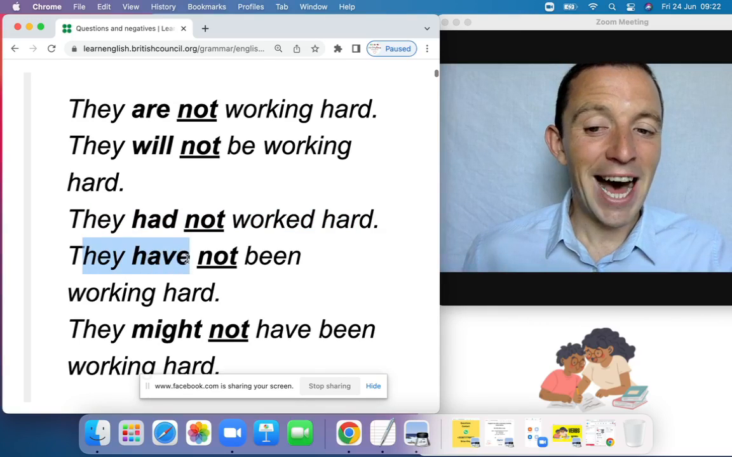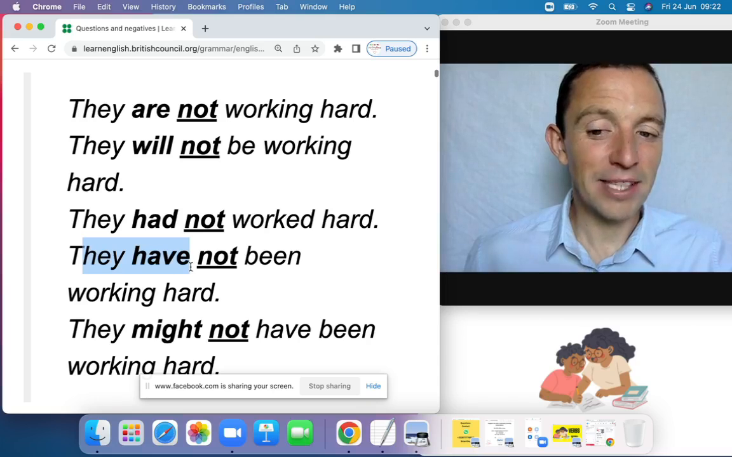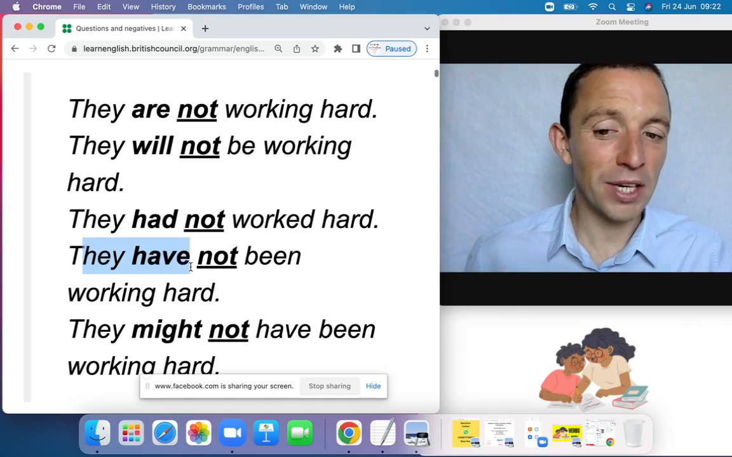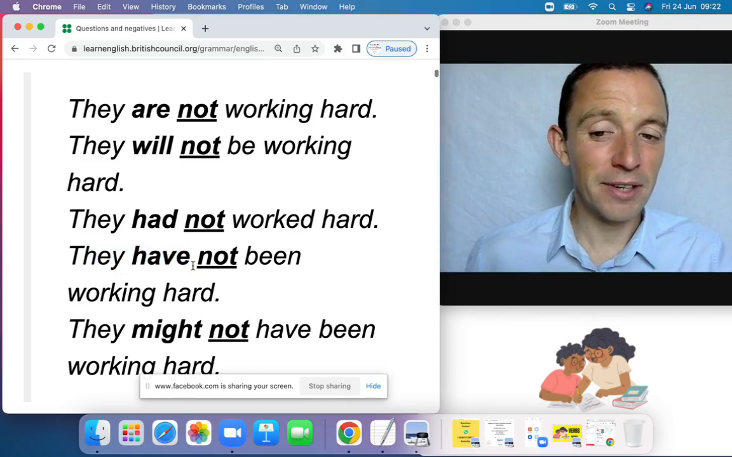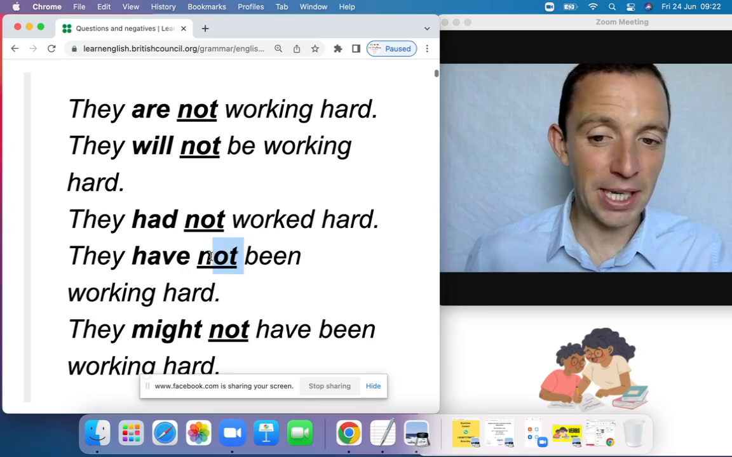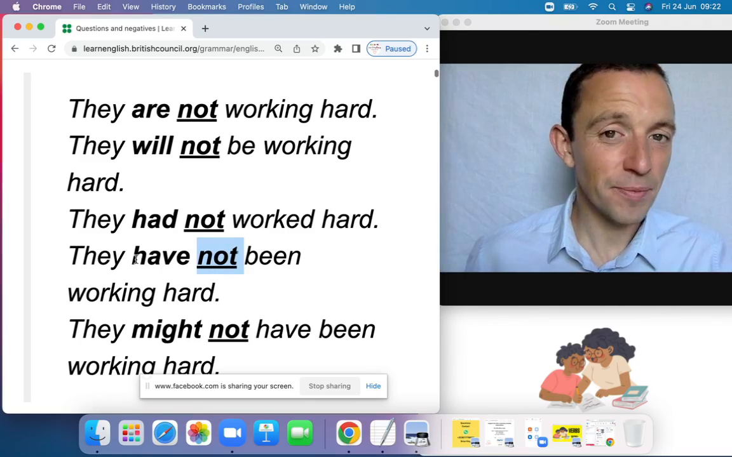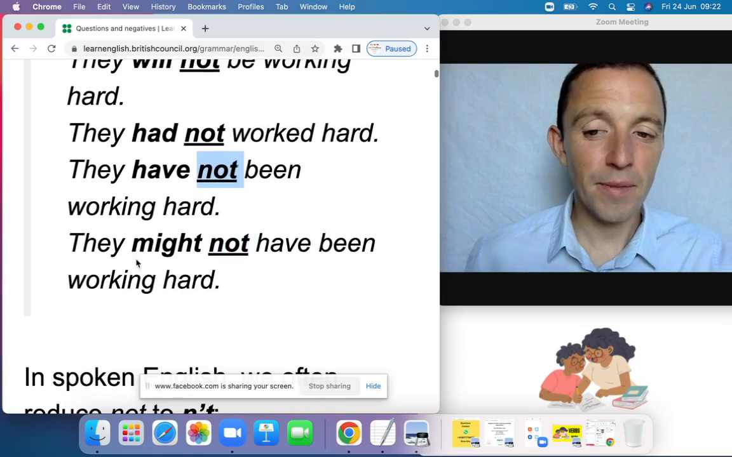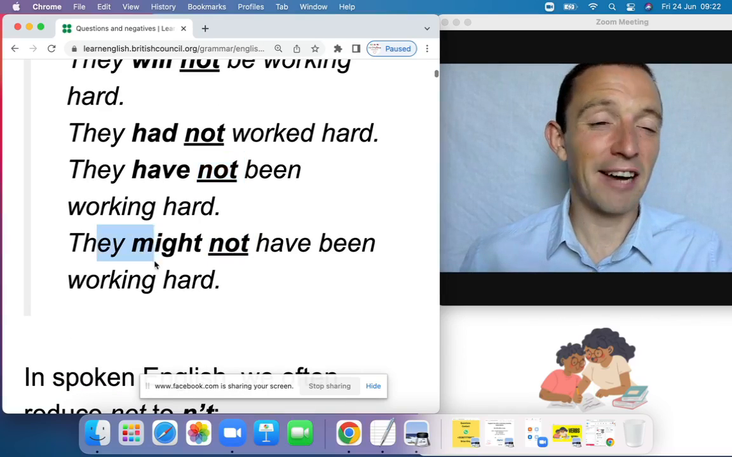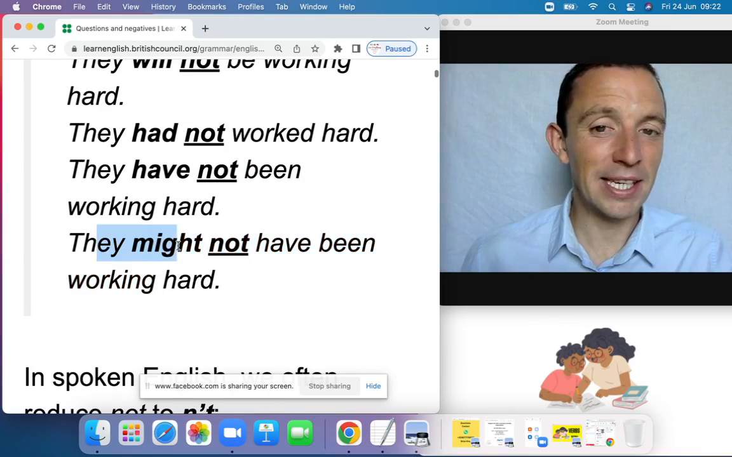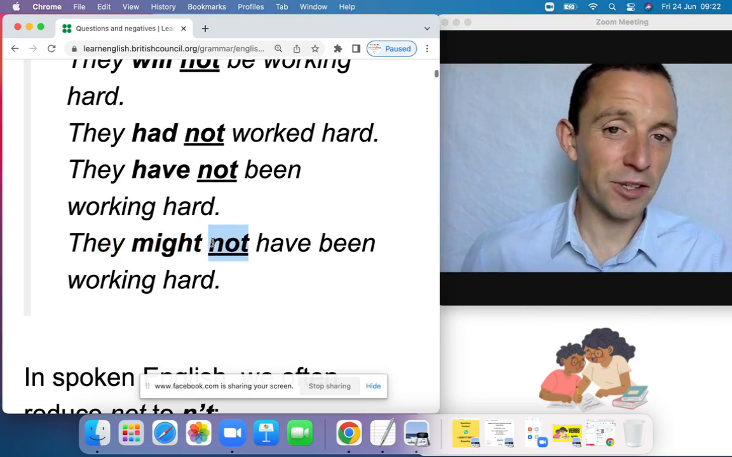Affirmative, they have been working hard. It's the present perfect continuous. To create the negative, they have not been working hard. Not is in the position after the first part of the verb. Next, they might have been working hard. It's a possibility, but to create the negative, we put not after the first part of the verb.